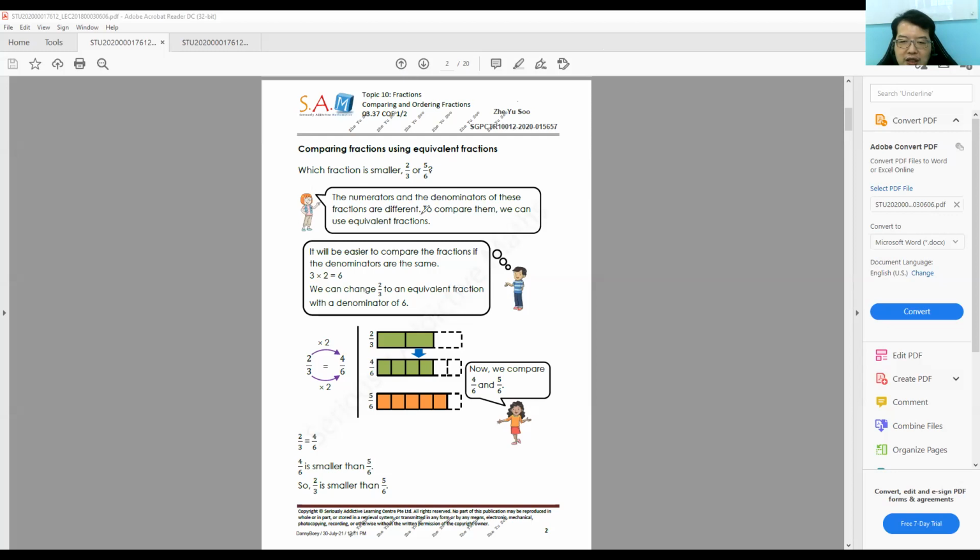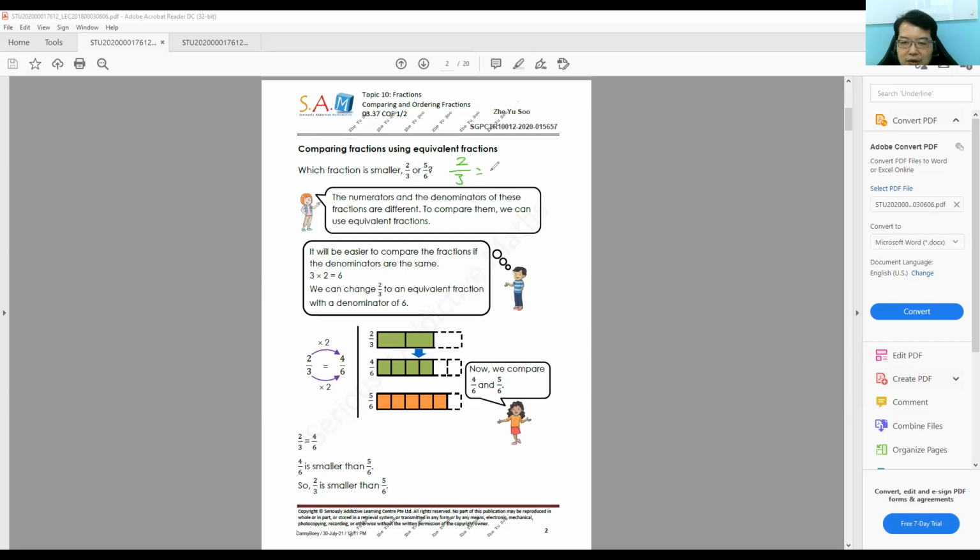So what we do is we convert one fraction that we need to compare into an equivalent fraction of the second fraction that we need to compare with. For example, look at the question: which fraction is smaller, 2/3 or 5/6? We can convert 2/3, because for 5/6 the denominator is greater. We want to find the common factor, or you'll learn common factor later, of 3 and 6.